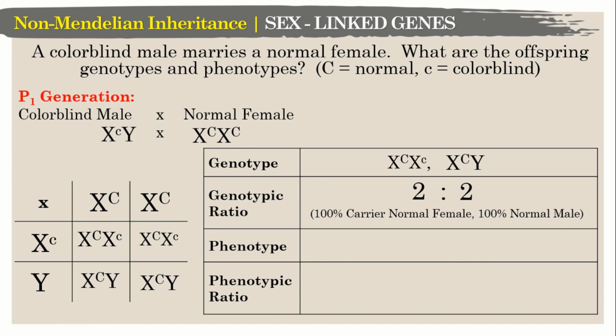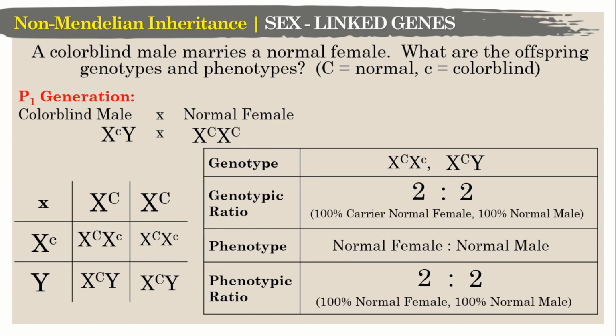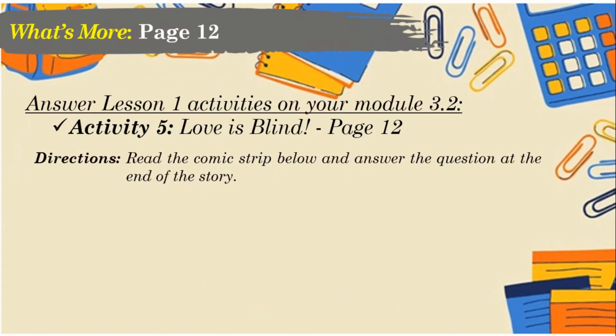Okay. But when we describe these two, we have normal female and normal male. Bakit? Kasi carrier lang naman si babae. So, phenotypic ratio, dalawang normal na babae, dalawang normal na lalaki. So, that means both of them have 100% normal male and normal female. So, sex-linked genes. Okay.